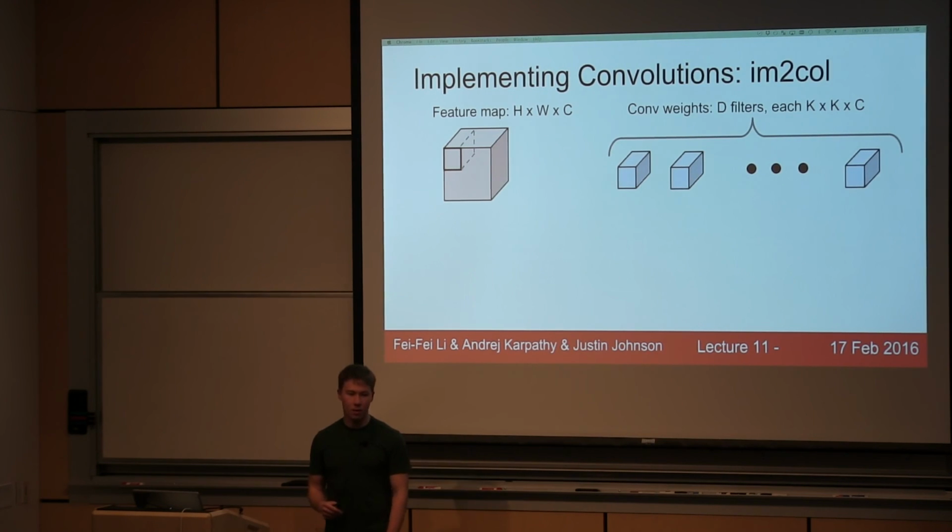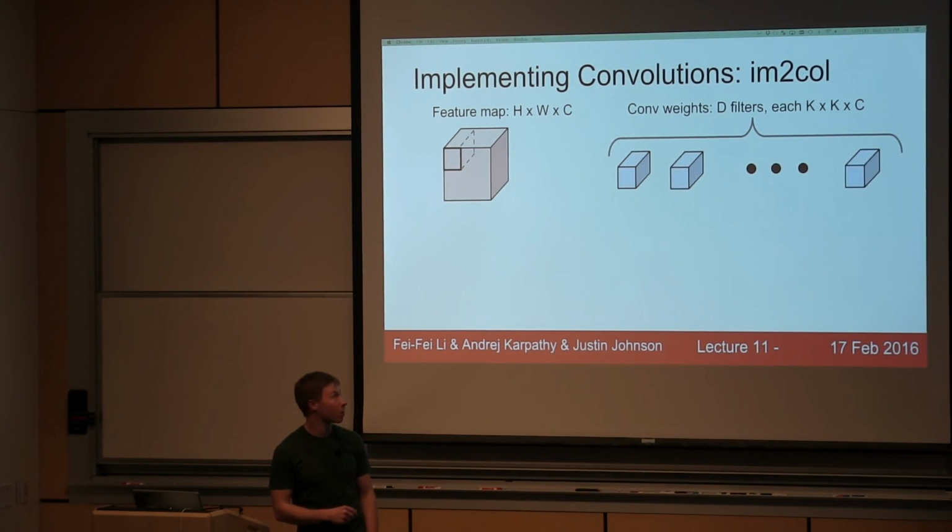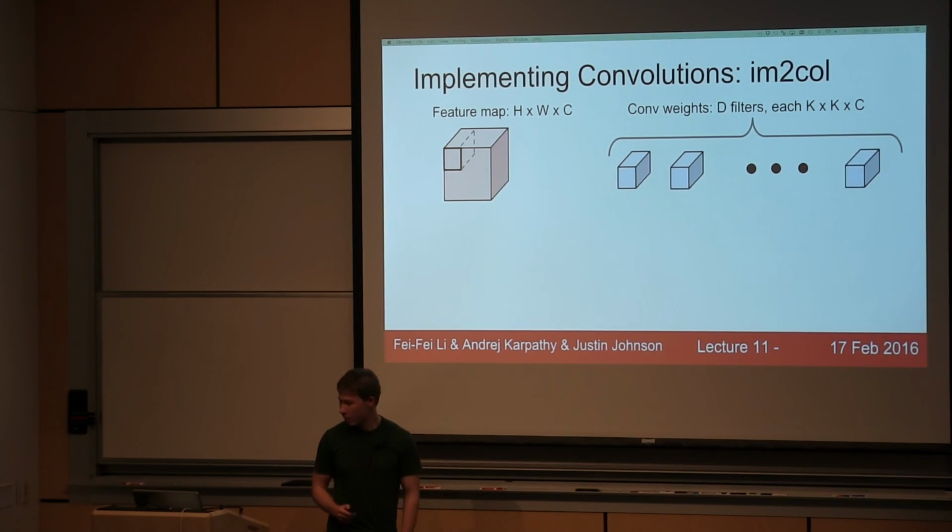So the idea is that we have an input volume that's H by W by C, and we have a filter bank of convolutional filters. Each one of these is going to be a K by K by C volume. So it has a K by K receptive field and a depth of C to match the input over here. And we're going to have D of these filters. And then we want to turn this into a matrix multiply problem.